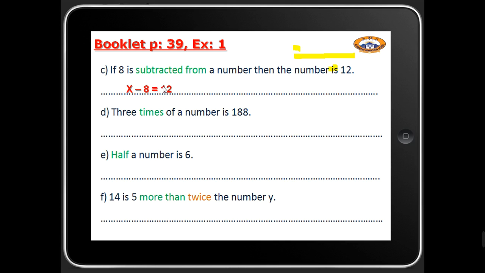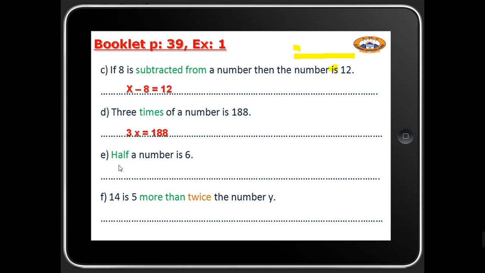3 times a number is 18. This is so easy, so I'm going to write 3x. This is 3 times a number. I don't know the number, this is the unknown for me, so we denote it by the letter x. And here is, it means equal, so 3x equal 18. 3x, 3 times a number, 3x equal 18.